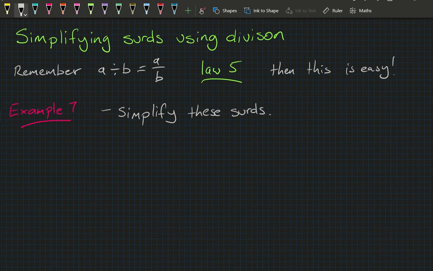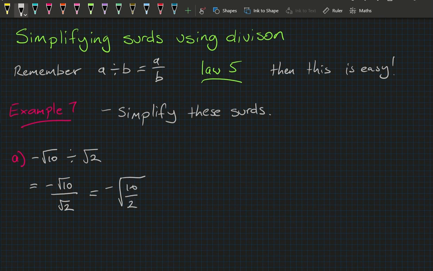In part A, the expression is minus root 10 divided by root 2. So using our tricky division fact, that's equal to minus root 10 over root 2. And if we leave the negative sign out the front, we can now use index law 5. And if we leave the minus sign out the front, we've now got minus root 10 over 2. And 10 divided by 2 is 5, so that's just equal to minus root 5.